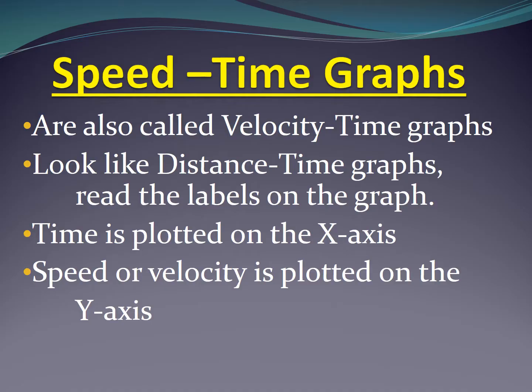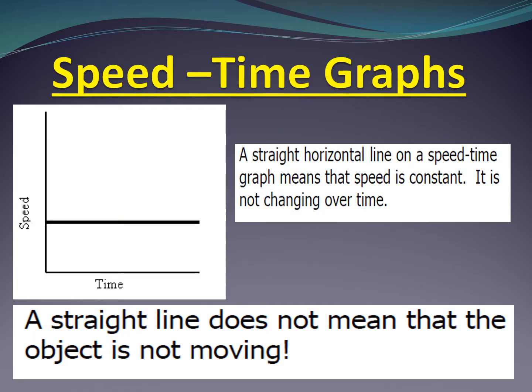They look like distance time graphs, but you have to really look at the labels, what's on the x and the y-axis, to not get them confused. Time is still plotted on the x-axis, and speed and velocity is plotted on the y-axis. In this speed time graph, I noticed that as time goes by, the speed is constant. It is staying the same. It's not changing over time. So whatever speed it is, it could be 10 meters per second, I'm staying at that same speed the entire time.